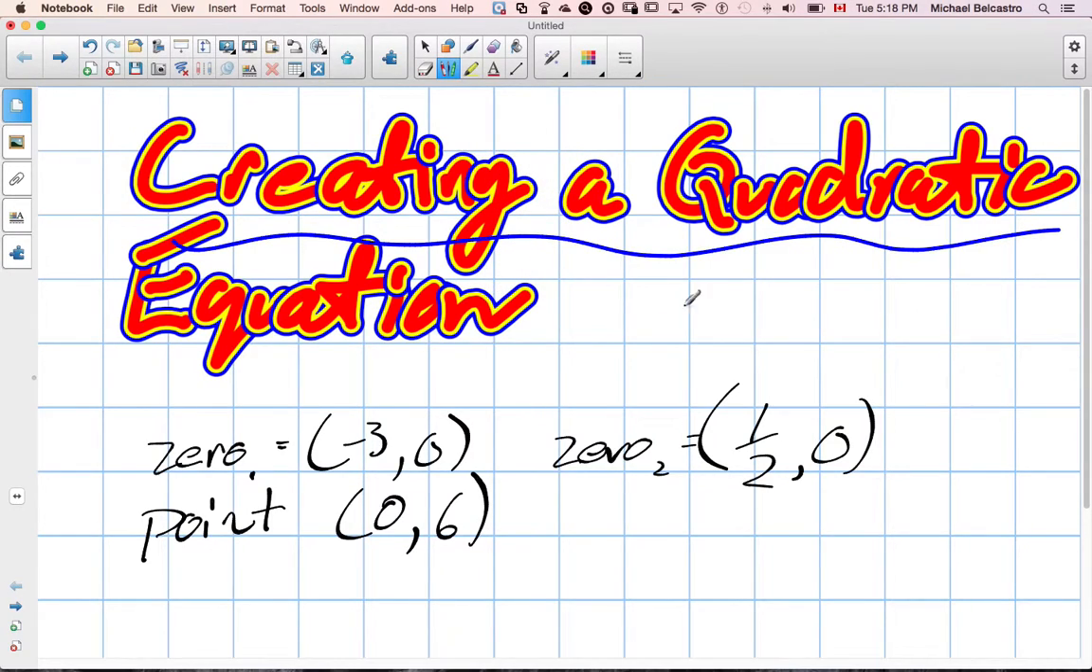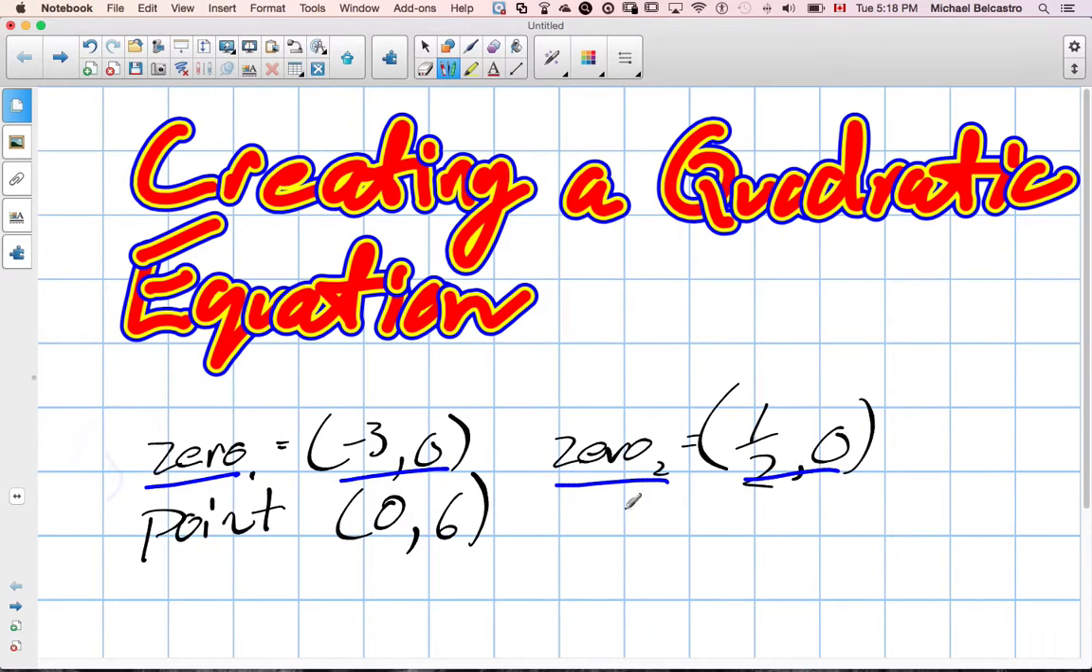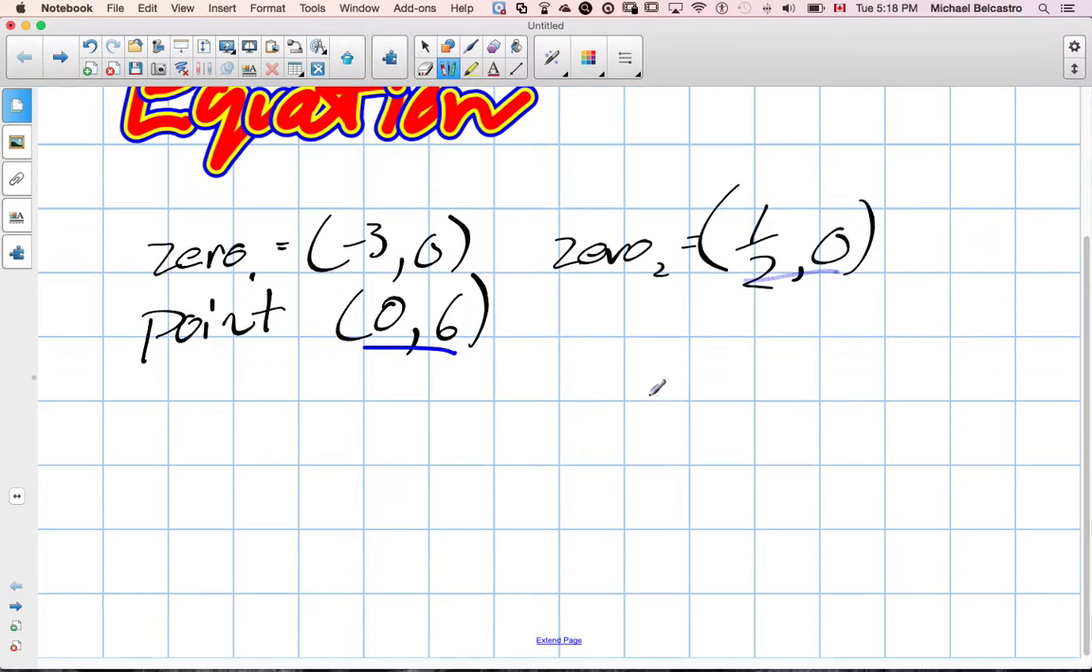Look at creating quadratic equations from data. They've given us some information, okay? We simplified what they gave us, but a 0 or a root or an x-intercept, this is one of the coordinates. The other x-intercept, this is the coordinate. And they've given us a point, which happens to be a y-intercept, but any point would suffice for what we're doing here. Okay, so we have 3 pieces of information.